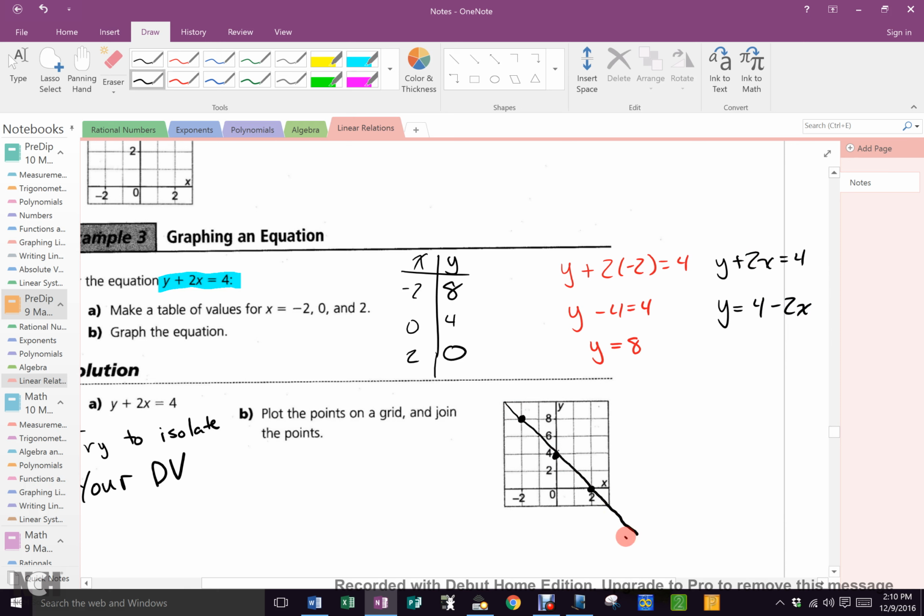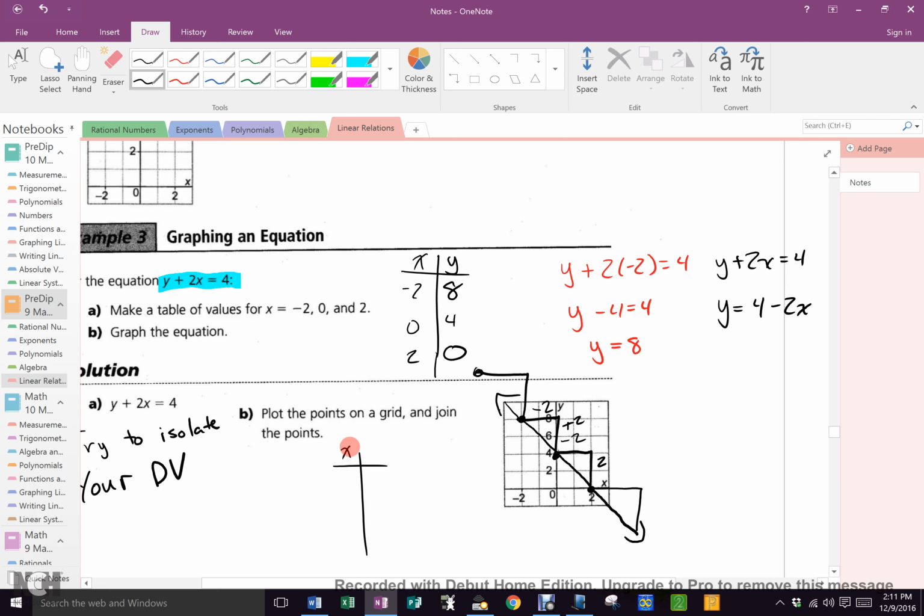How far will that line go? Forever. Is it a linear equation? Why? Because I go up 2, left 2, plus 2, minus 2, plus 2, minus 2. What's the next one going to be? Plus 2, minus 2. What's this one going to be over here? Plus 2, minus 2. For how long? Forever.